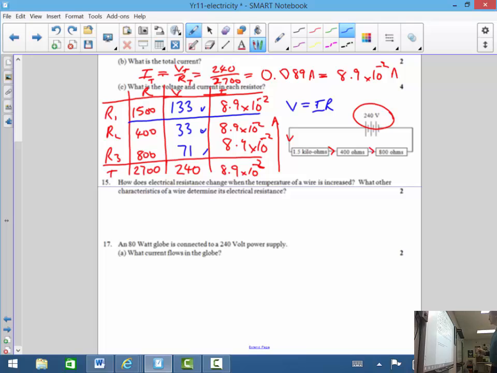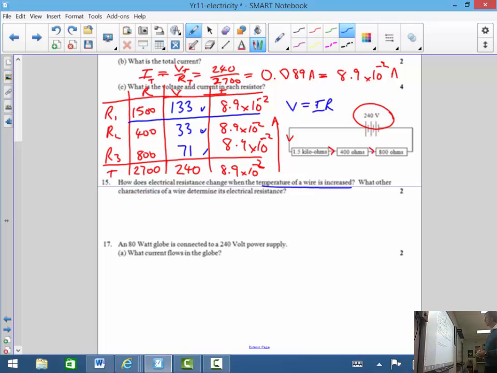How does electrical resistance change when the temperature of a wire is increased? When you increase the temperature of the wire, the atoms tend to move faster. Therefore, they're going to be involved in more collisions with electrons. Electrons are going to have their pathways halted or knocked backwards a lot, and therefore the resistance will go up because the current will be reduced because of those electrons getting knocked backwards and sideways.